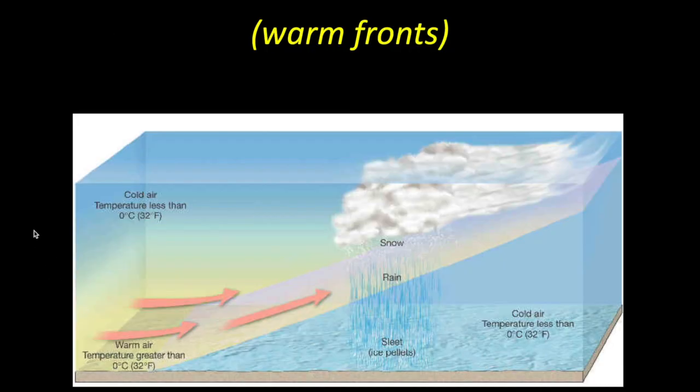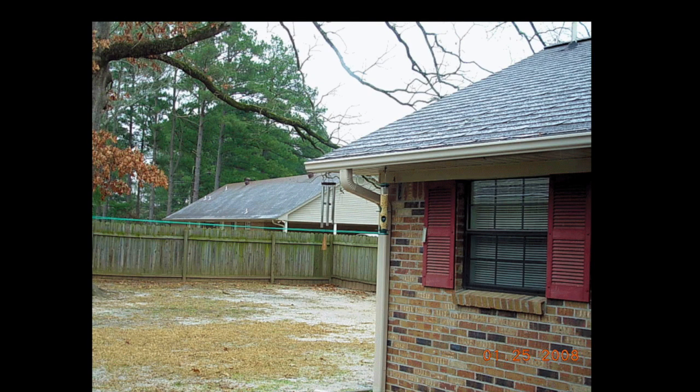And often that'll happen in a warm front. So again, here's a diagram of a warm front when the warm air slides up on a colder air mass, and you have snow up here, and then it rains because it melts, and then it freezes again into ice pellets. And that's where you get sleet. And you've seen sleet before. I saw sleet just a few weeks ago.